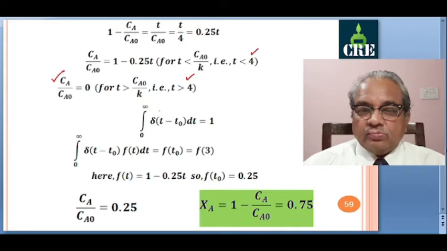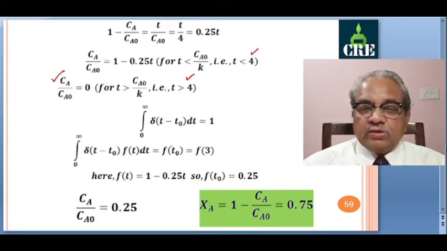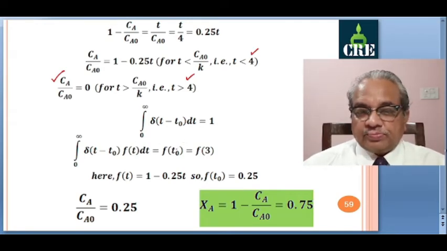Now we have here the Dirac delta function. That definition is the integral from 0 to infinity of del of t minus t0 dt is equal to 1, and the integral from 0 to infinity of del t minus t0 times some function f of t dt is simply f of t0. So in your function, you have to change this t to t0, that's all.